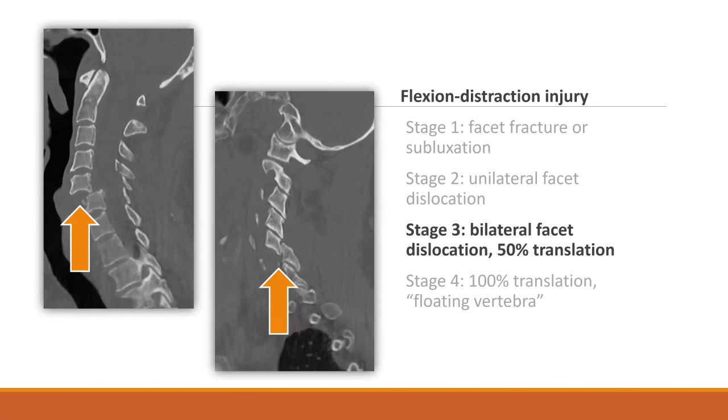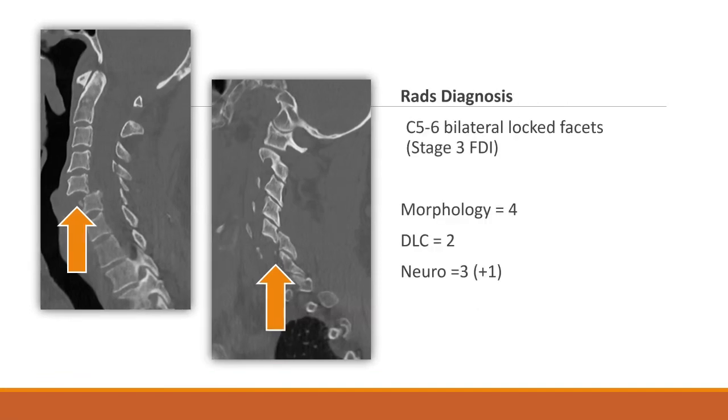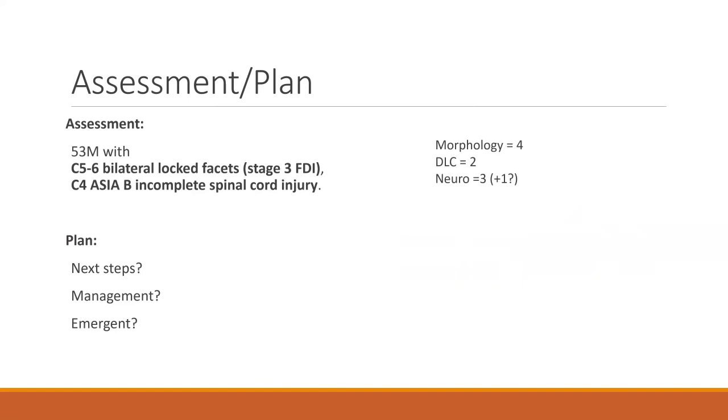Here, by evaluating the sagittal CT, we can determine this is a stage 3 bilateral facet dislocation with approximately 50% translation of the vertebral body. So C5-6 bilateral locked facets, stage 3. We know that this is a surgical morphology as well as DLC with neuro, providing a complete score of greater than 4. So our assessment and plan, our next steps.